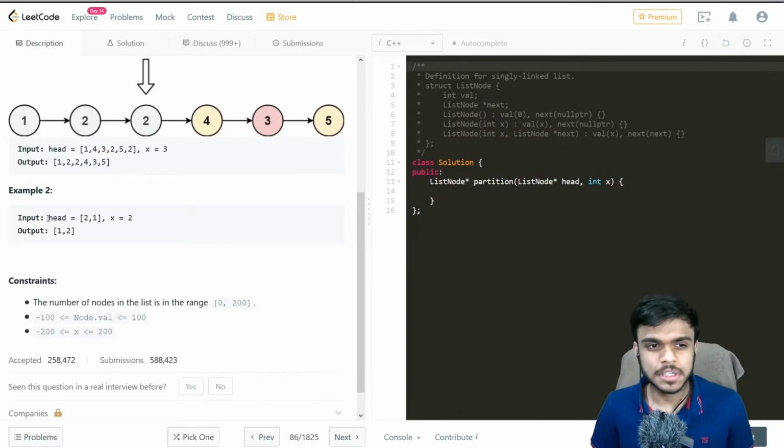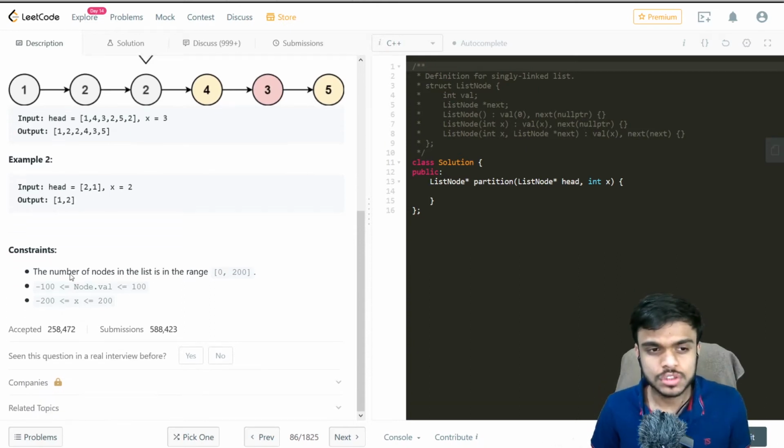The second example is also very simple. We are given a linked list having elements 2 and 1, and the node that we are given is x equal to 2. So the only element less than x is 1, so it goes first. That's it. Also, some of the constraints that we are given are that the number of nodes in the list is 0 to 200, the value of each node would be minus 100 to 100, and the value of x would be minus 200 to 200.